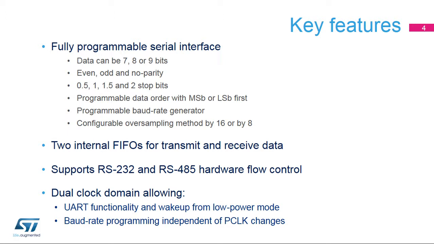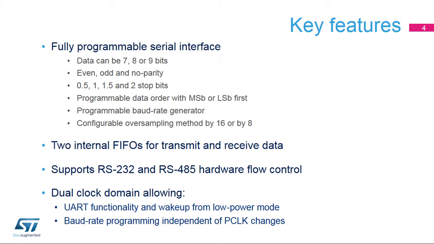The frame format used in asynchronous mode consists of a set of data bits in addition to bits for synchronization and optionally a parity bit for error checking. The USART supports 7, 8 or 9-bit data lengths. A frame starts with one start bit, where the line is driven low for a 1-bit period. This signals the start of a frame and is used for synchronization.